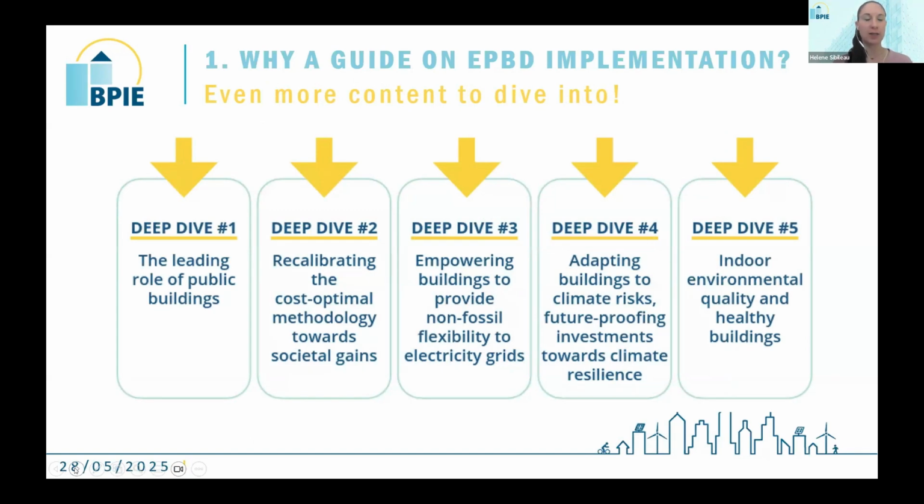If you want to look at the EPBD in a more thematic approach, we wanted to look at some topics that are across the directive, notably the leading role of public buildings, the update of the cost optimal methodology, which is a technical topic, but key to unlock change. And then we also wanted to look at more forward-looking approaches, for example, how to empower the building sector to provide flexibility to the electricity grids, adaptation of buildings to climate risks, and finally, indoor environmental quality and healthier buildings.